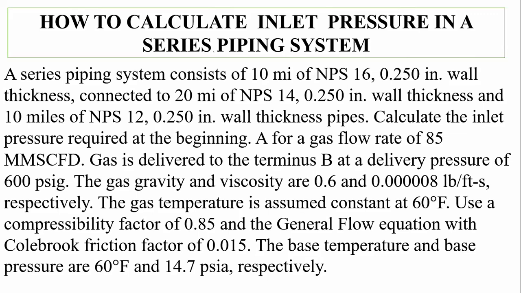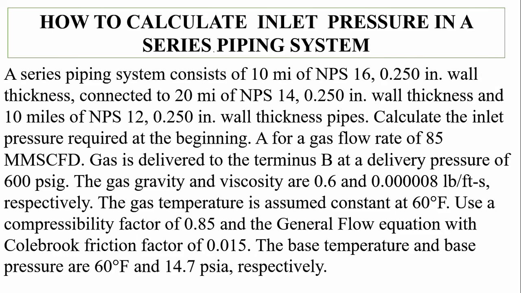A series pipe system consists of 10 miles of NPS 16, 0.25-inch wall thickness, connected to 20 miles of NPS 14, 0.25-inch wall thickness, and 10 miles of NPS 12, 0.25-inch wall thickness pipes. Calculate the inlet pressure required at the beginning.